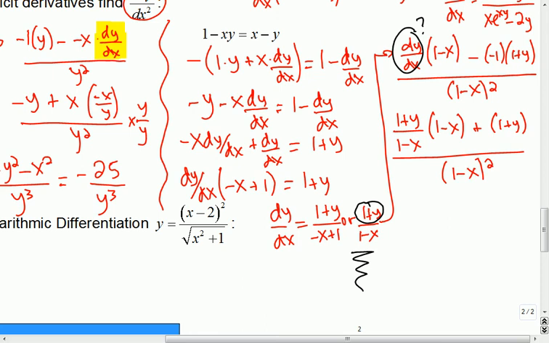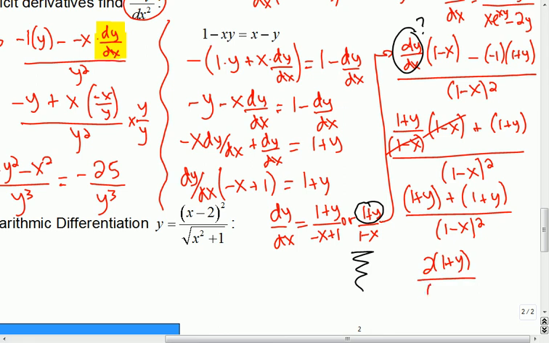Okay, and you'll notice that it's kind of nice because these pieces will factor out. So I should end up with a 1 plus y plus 1 plus y all over 1 minus x squared. So if I collected up the like terms, I don't think we could do any better than this.